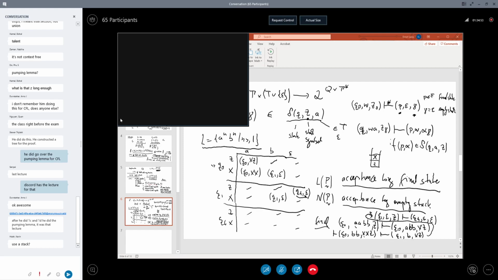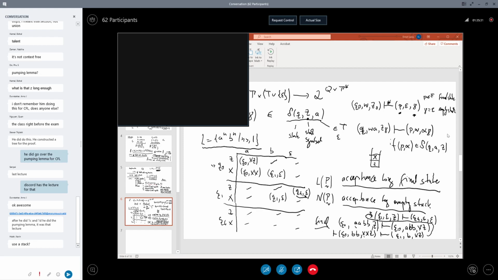What we will show is that whether we accept by final state or by empty stack does not change the power of that particular mechanism. So any language that can be accepted by empty stack can be accepted by final state, and any language that can be accepted by final state can be accepted by empty stack. So the two modes of acceptance are in fact equivalent. And then we'll take it from there.